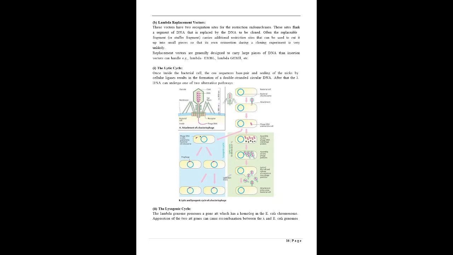Then the host machinery is hijacked to produce viral DNA and proteins via replication. New phages are assembled inside the cell, and the cell bursts, releasing hundreds of new phages to infect other cells. Whereas the lysogenic cycle is more of a stealthy pathway where the virus coexists within the host. The phage DNA integrates into the bacterial chromosome, becoming a prophage. Every time the bacterium divides, it replicates the viral DNA along with its own. Under certain stress conditions like UV light, the prophage can exit the bacterial chromosome and enter the lytic cycle.